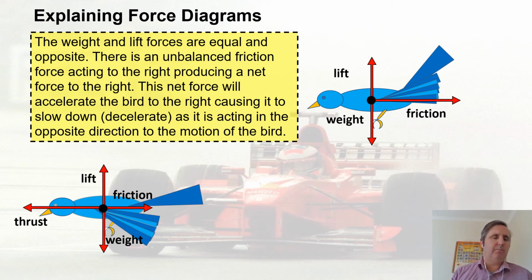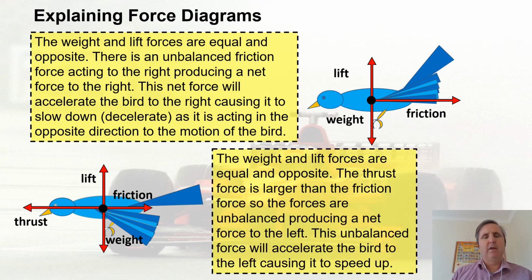So here's another bird here. This bird here is flapping its wings very fast, and it's now got a thrust force bigger than the friction force, though the lift and the weight force are the same. So it's not going to be accelerating upwards or downwards. So the weight and lift forces are equal and opposite. Notice I always use that term equal and opposite. We can't just say that they're equal and cancel out. You need to say they're equal and opposite if you're talking about them cancelling out.